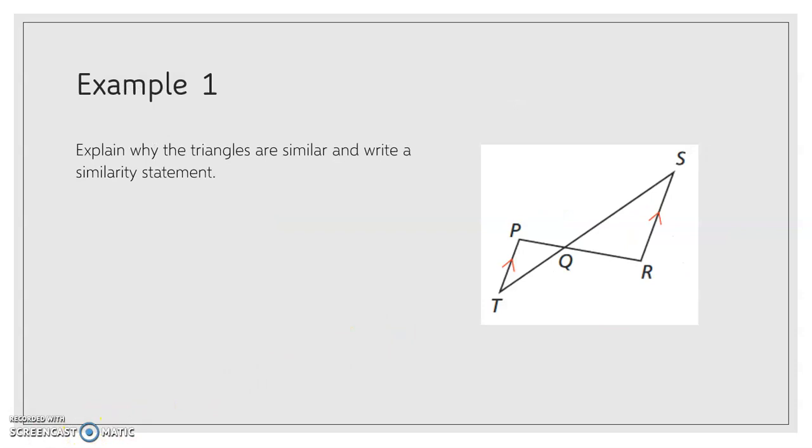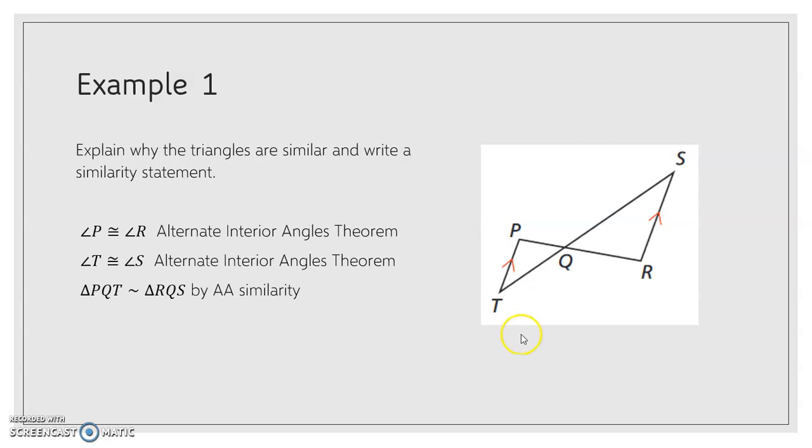Okay, in example 1, they want us to explain why the triangles are similar and write a similarity statement. So we don't actually have to figure out if they're similar, but we need to explain why they are. So in the picture, notice they've given us these two lines, these little arrow symbols, and those symbols mean that those two lines are parallel. So think through the three shortcuts we have and see if you can figure out which one is actually true for this. And then check your reasoning in just a minute.